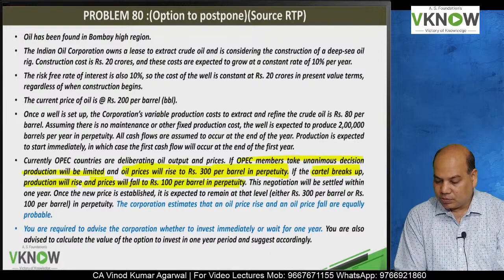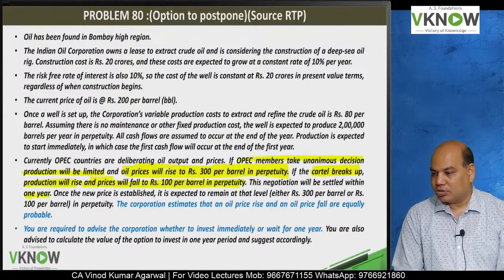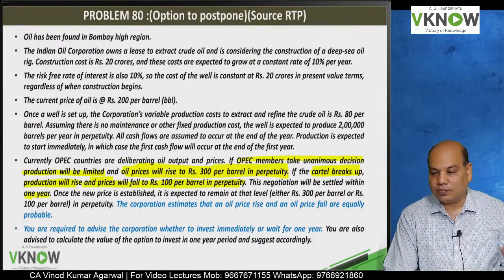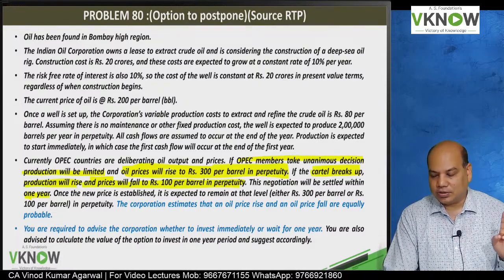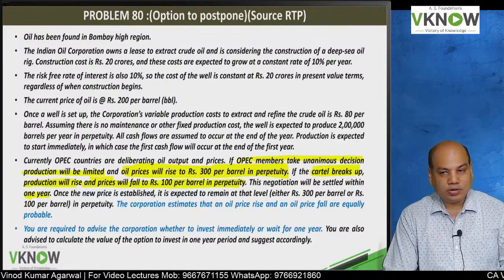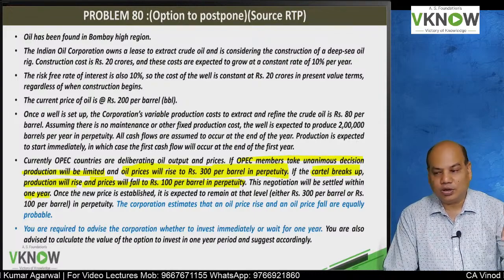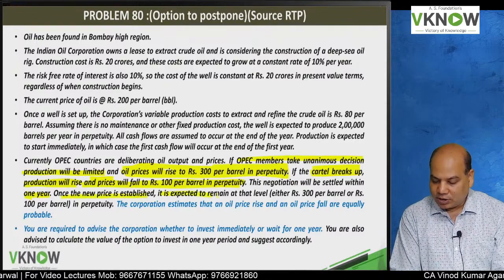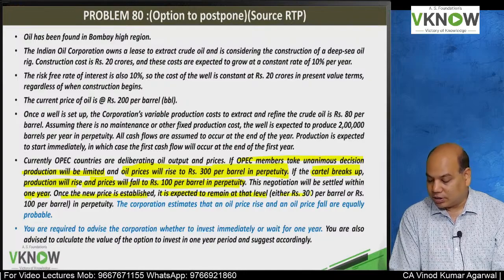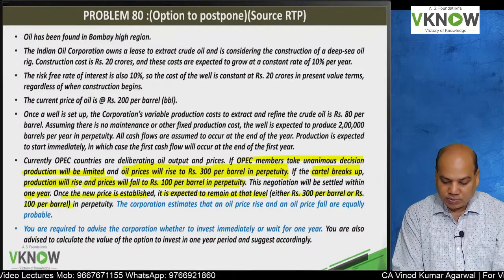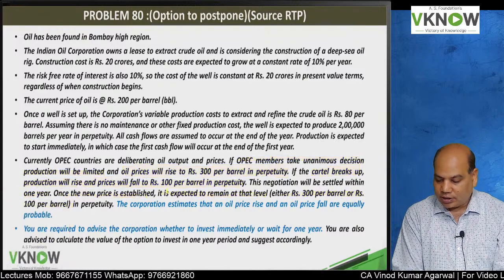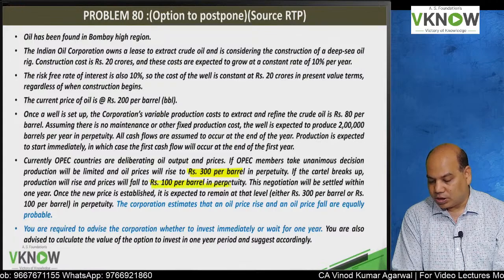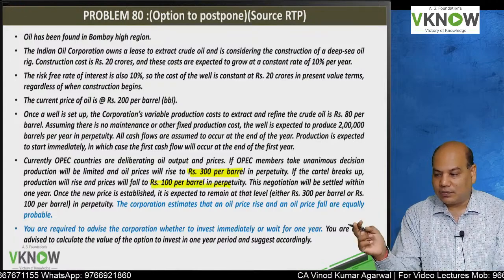This negotiation will be settled within 1 year. So when will you come to know whether price will rise to 300 or fall to 100? After 1 year, the decision of the cartel will be known. Once the new price is established, it is expected to remain at that level, either 300 or 100 rupees per barrel, forever, in perpetuity.